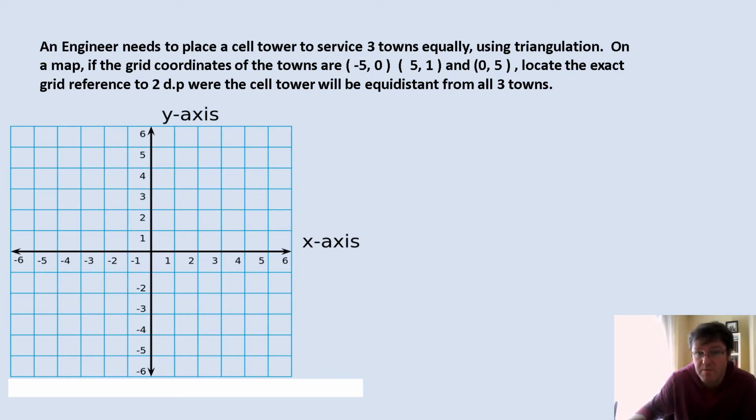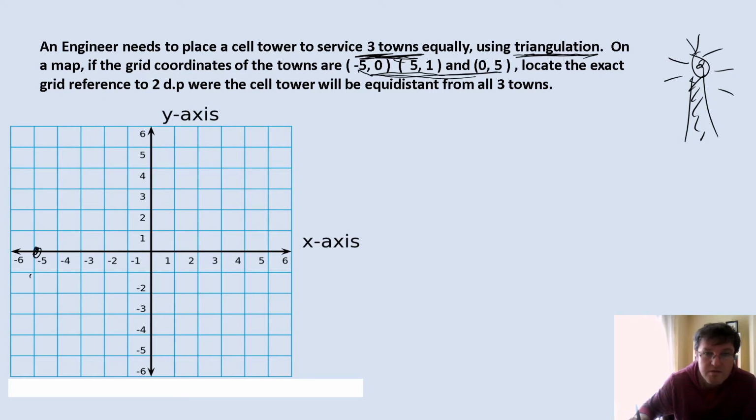Okay, so for a practical application of this, let's imagine an engineer wants to place a cell phone tower in such a position that it provides equal coverage and power to these three towns in the area. So you can triangulate the position of where that should go using grid references here. So let's imagine this is town A, this will be town B, and town C.